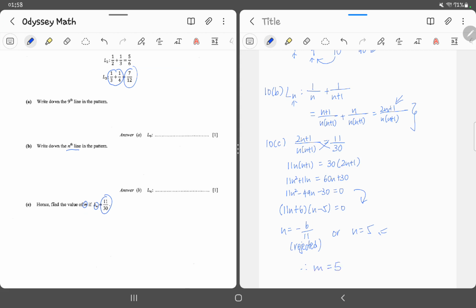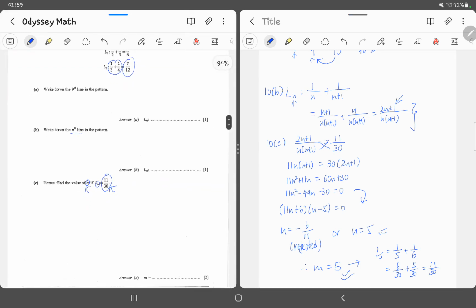And when m equals to 5, yes, we get 11 over 30. Okay, so you can try to add it out. So you can try to sum them. So for the fifth line, L5 is actually equals to 1 over 5 plus 1 over 6. So this is equals to 6 over 30 plus 5 over 30, which is equals to 11 over 30. So yes, m equals to 5 is the correct answer, and we are done with this question on number pattern.